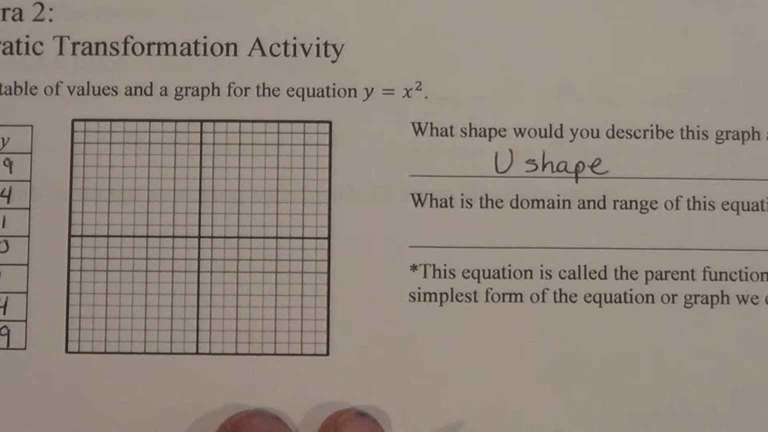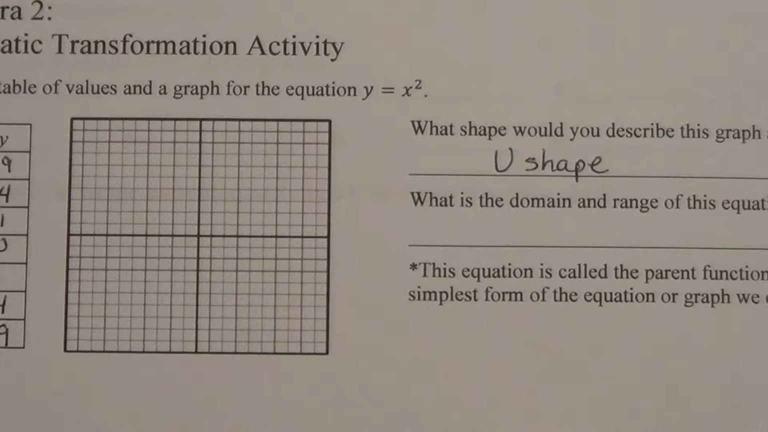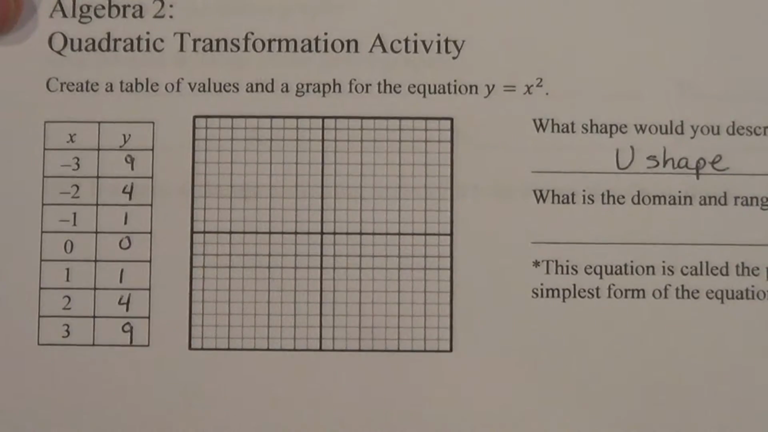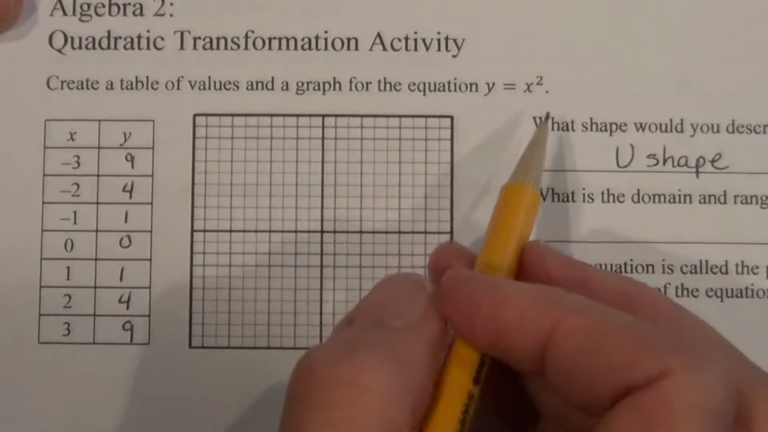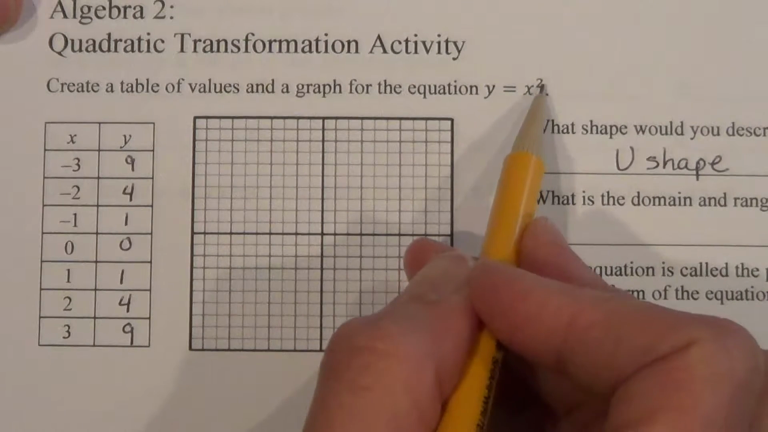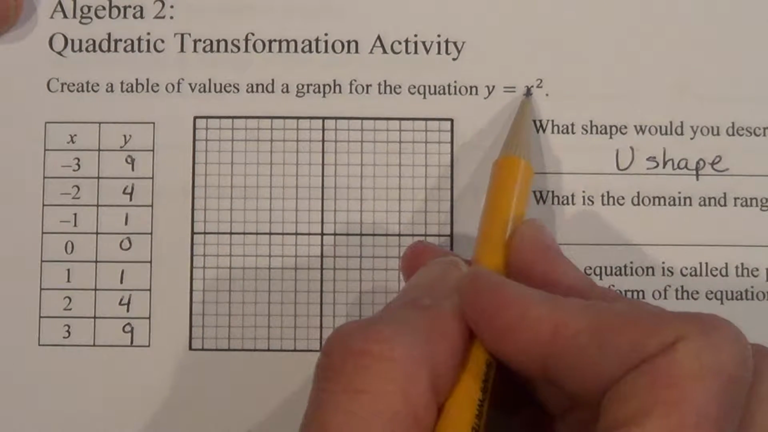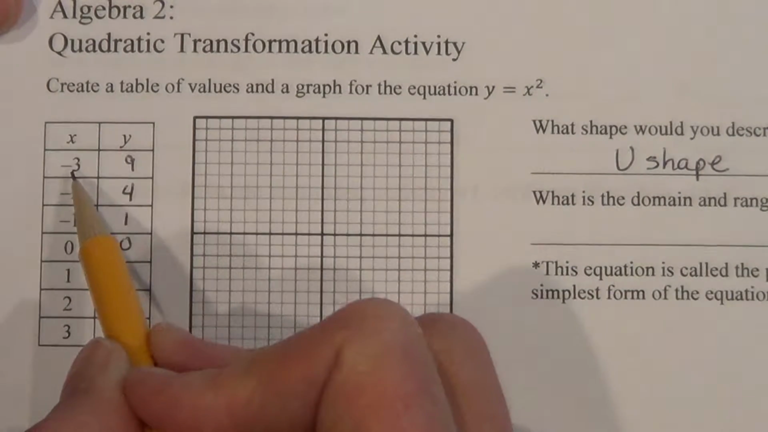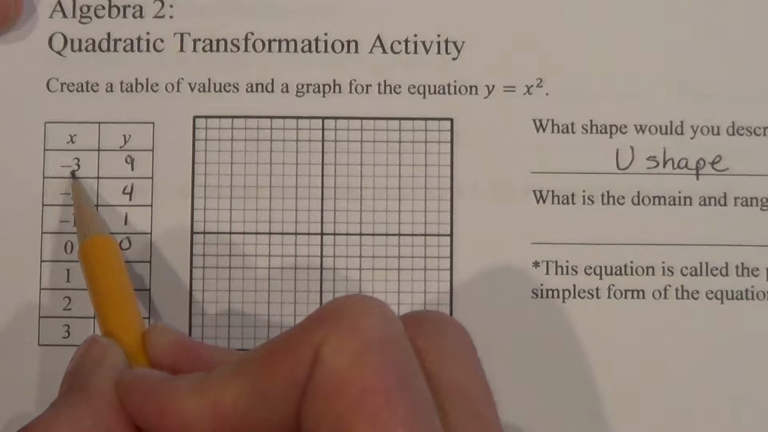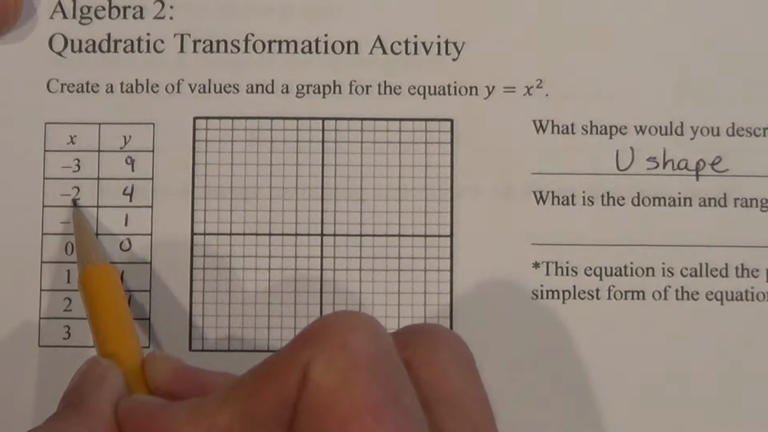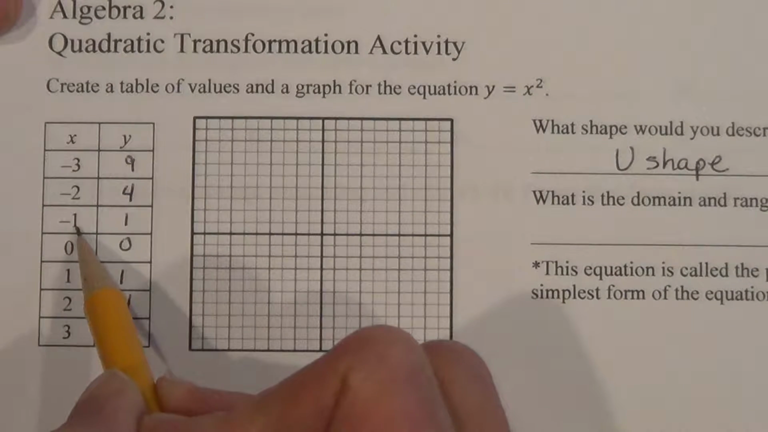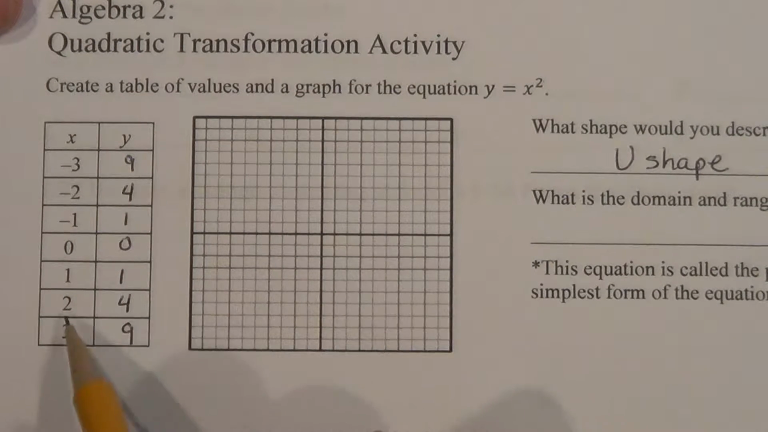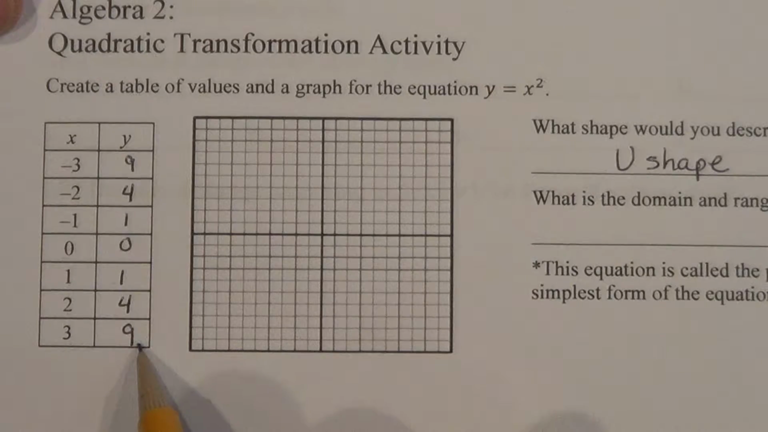Now we are to the quadratic transformation. Let me scoot it over just a bit so that you can see. With the quadratic, we end up taking the x and we square it in order to get the y. So we input the x, then we square that value, and we get the y. So we input -3. -3 times -3 is positive 9. -2 times -2 is positive 4. -1 times -1 is 1. 0 times 0 is 0. 1 times 1 is 1. 2 times 2 is 4. 3 times 3 is 9.